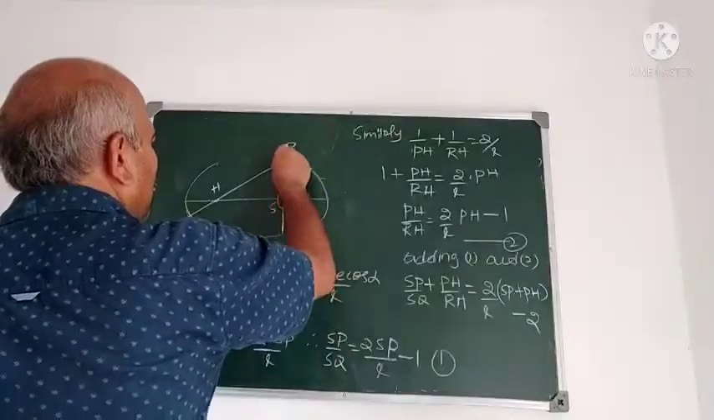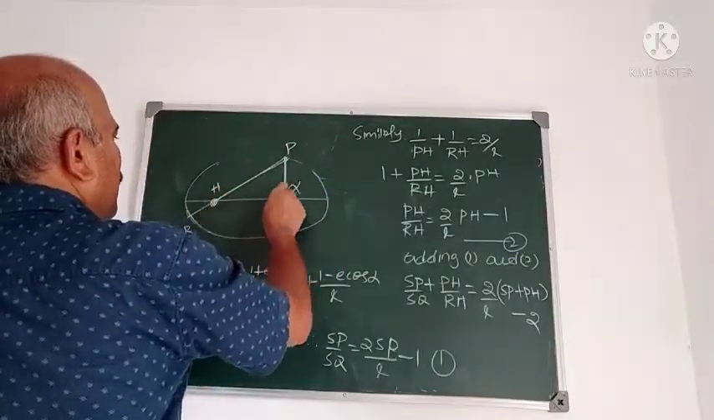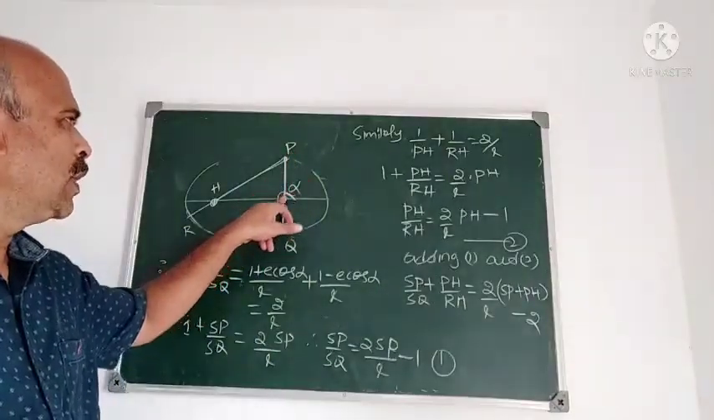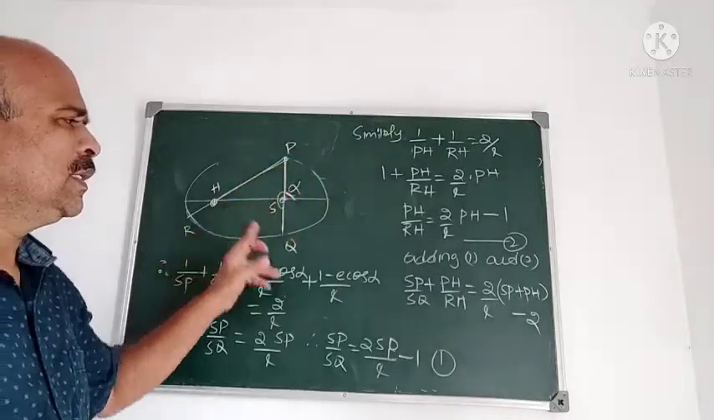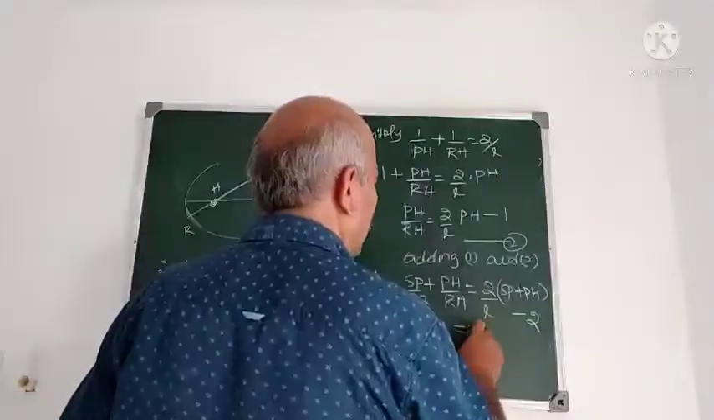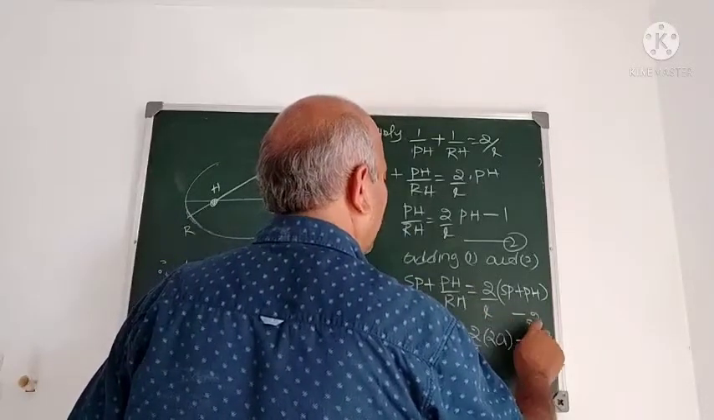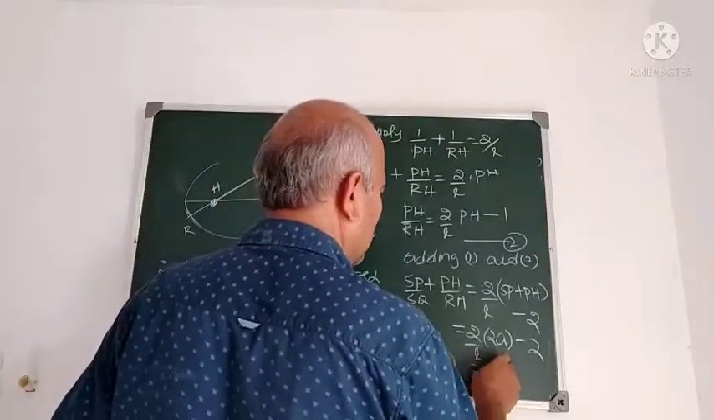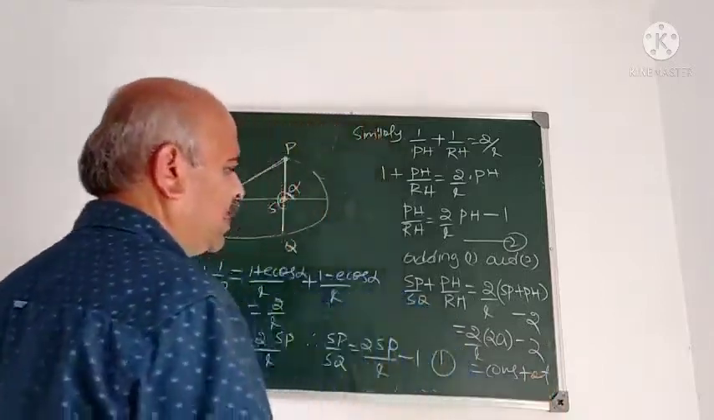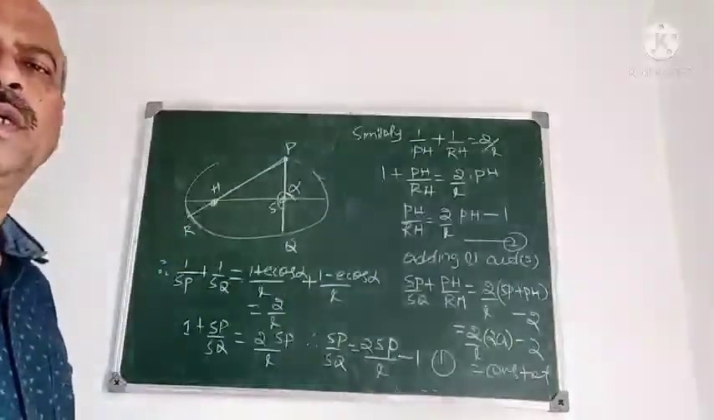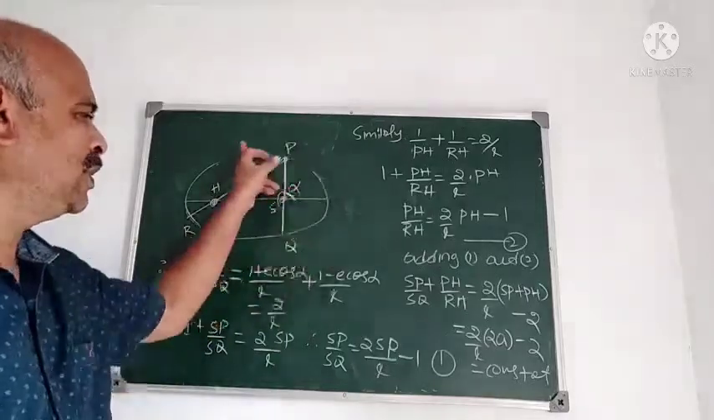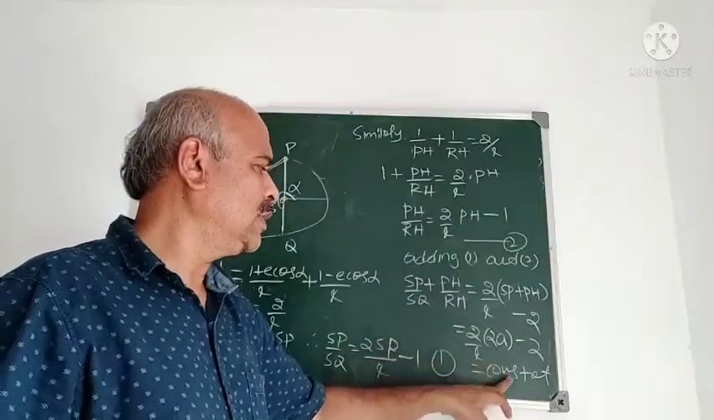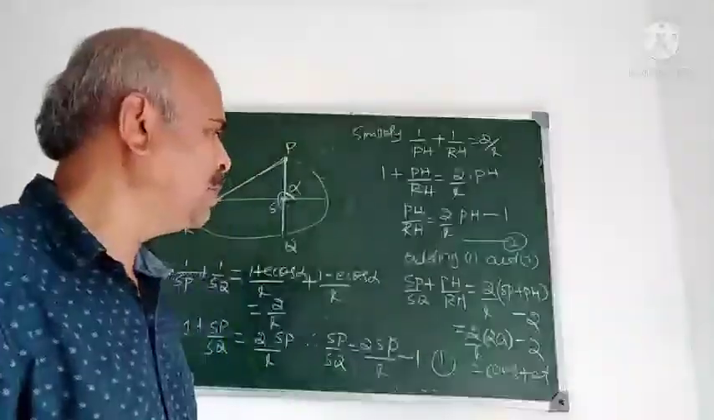This is P here. What is PS and PH? They are the focal distances of P. The sum of the focal distances of any point on the ellipse is equal to the major axis. Therefore, 2A minus 2 by L, which is constant. It is independent of P, because A is constant, L is constant here. It does not involve P. P may be any arbitrary point on this. Then SP by SQ plus PH by RH is always constant. It is independent of P.